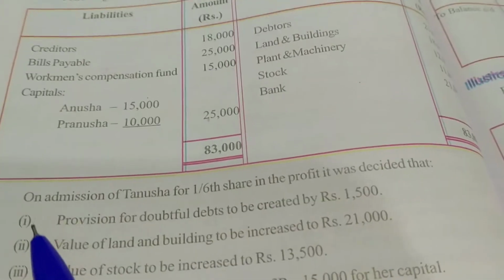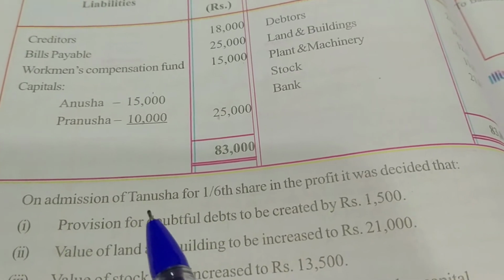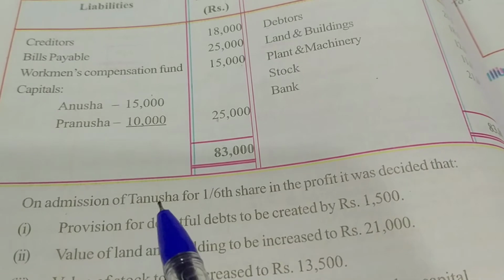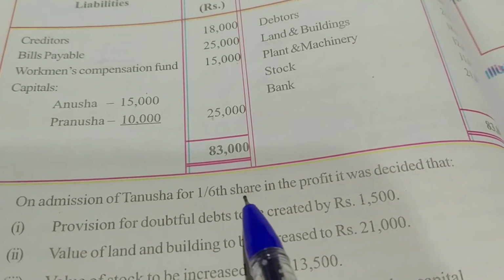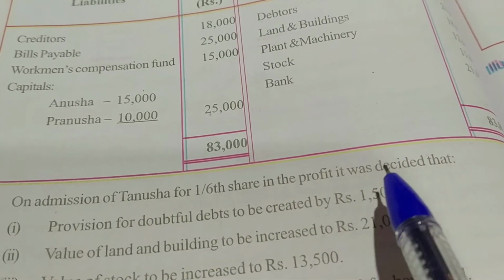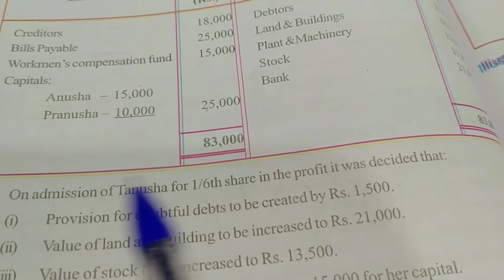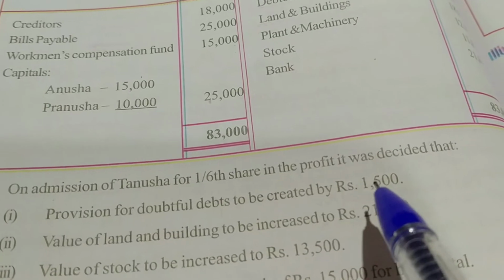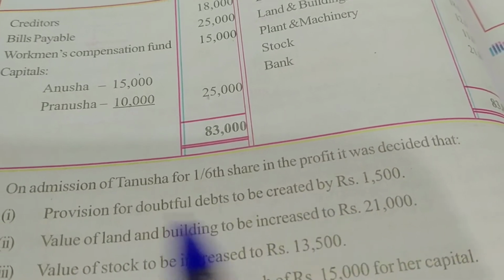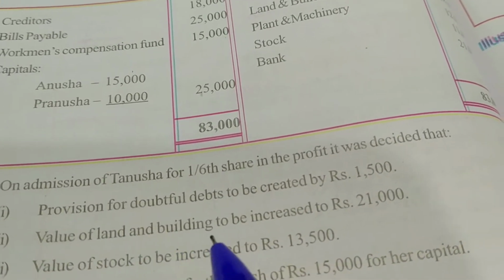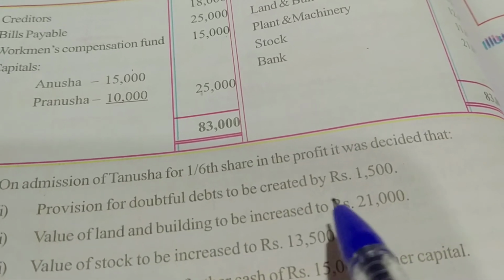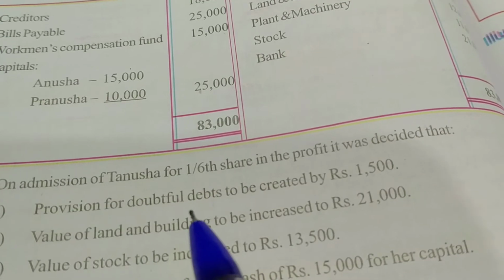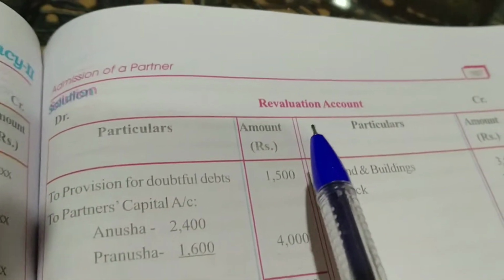Now have a look at what has happened on admission of Tanusha. Who's the new partner admitted into the organization? She's Tanusha. How much share is she taking? 1/6 share in the profit. And it was decided that provision for doubtful debts is to be created, 1500. Means this is not created. Provision for doubtful debts is a liability. We will create it. Unrecorded liability, we write it on the debit side. So we'll write it on the debit side of revaluation account.